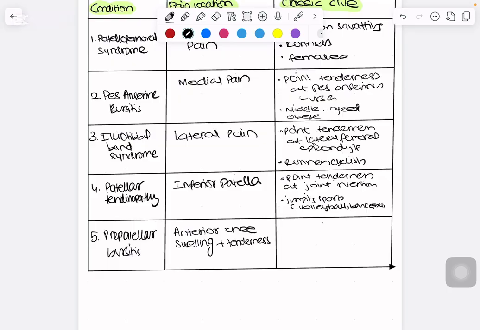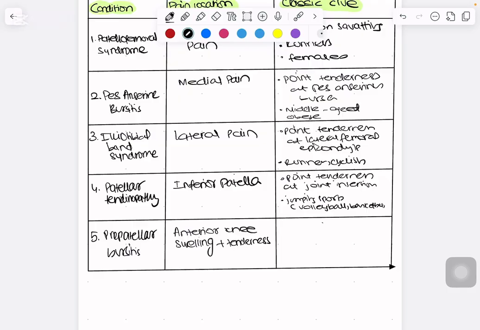Most likely the question stem will be that of a 19-year-old boy who is a volleyball player, and he has pain just below the patella, which is worse when he jumps or when he sprints, and that will be a case of patellar tendinopathy. And last but not least, we have prepatellar bursitis.